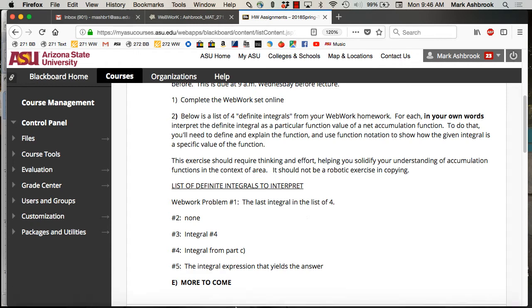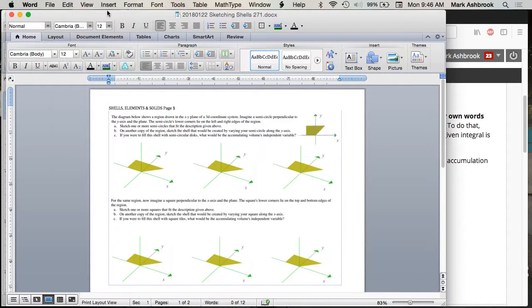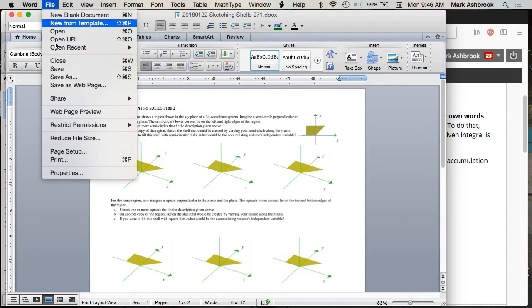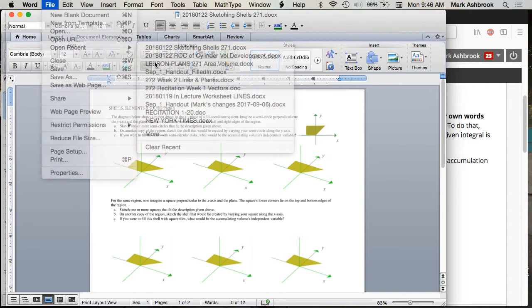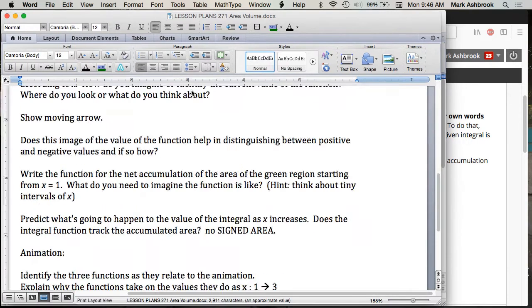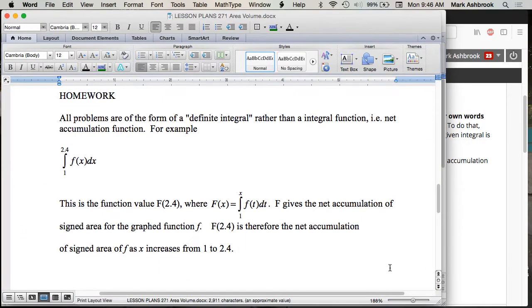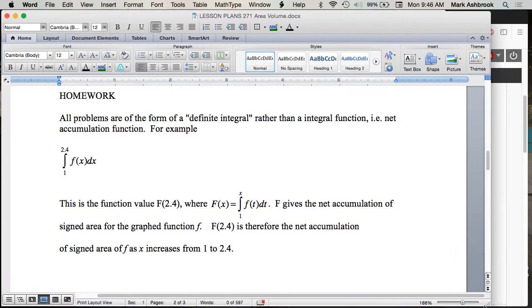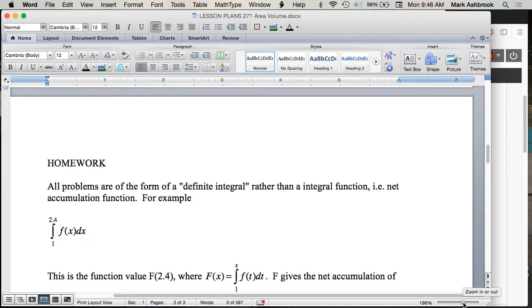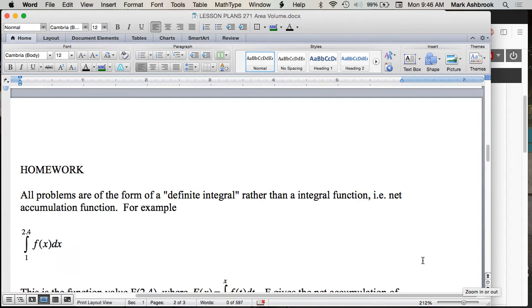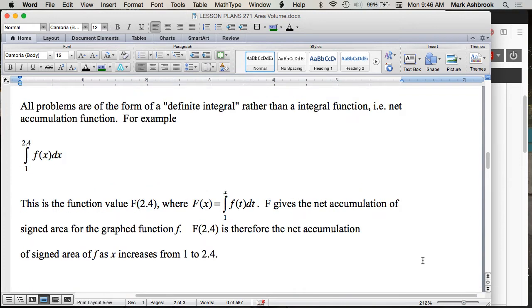So here's an example. All problems are of the form of a definite integral rather than an integral function. For example, the integral from 1 to 2.4 of f of x dx. That was what all your web work problems are going to look like. But we really focused on this idea of accumulation functions. So how does that relate to an accumulation function?